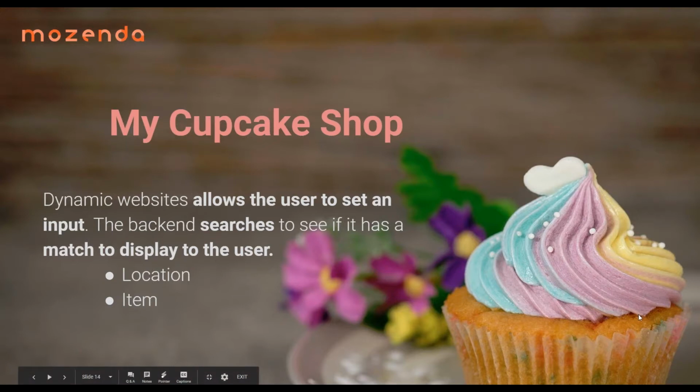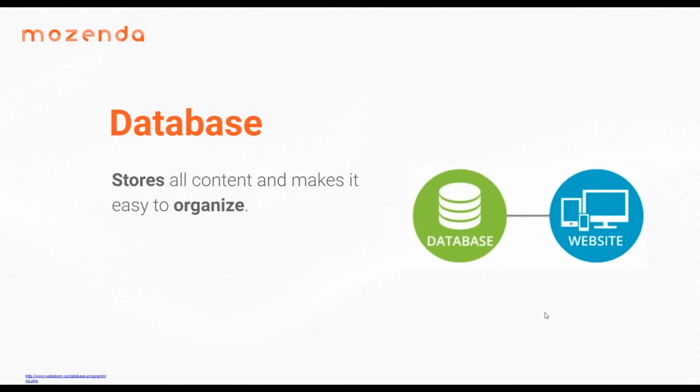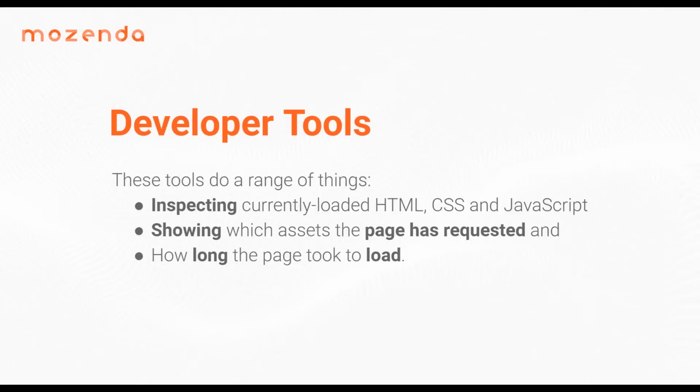Knowing that there are requests going from both the website to the database will help us understand that it is a living machine that we're working with, but we can control some of those requests. I mentioned we have these developer tools where we can do a range of things from viewing the HTML, the CSS, the JavaScript, but we can also see what has been requested from specific pages and how long it took for that page to load.